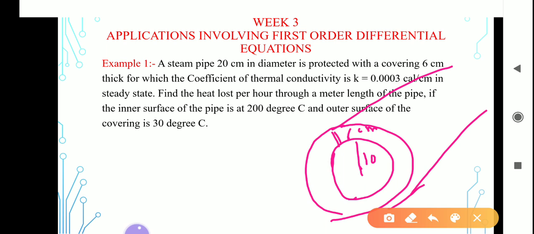Now thermal conductivity K is given in the problem, that is K equal to 0.003 calorie per centimeter in steady state. Question: find the heat lost per hour through a meter length of the pipe if the inner temperature of the pipe is 200 degrees centigrade and the outer temperature of the covering is 30 degrees centigrade.